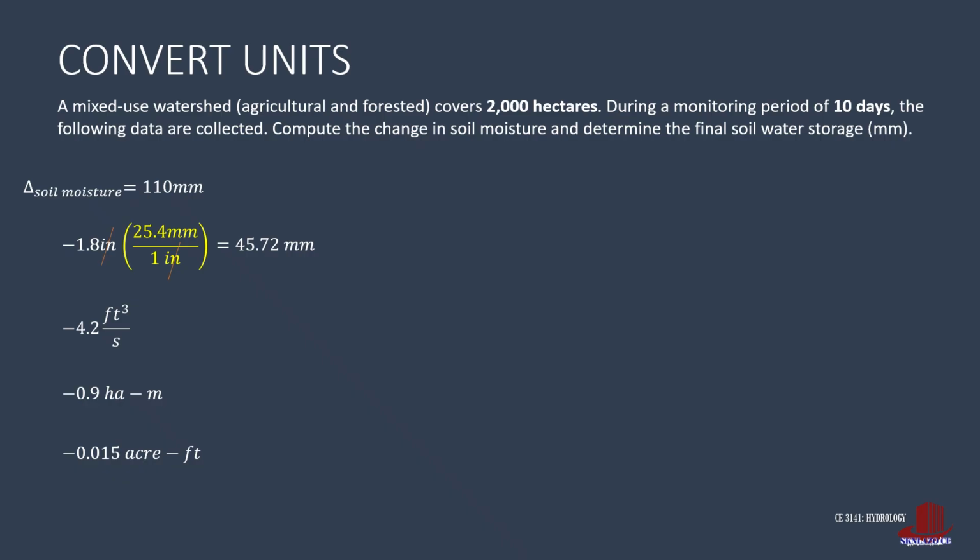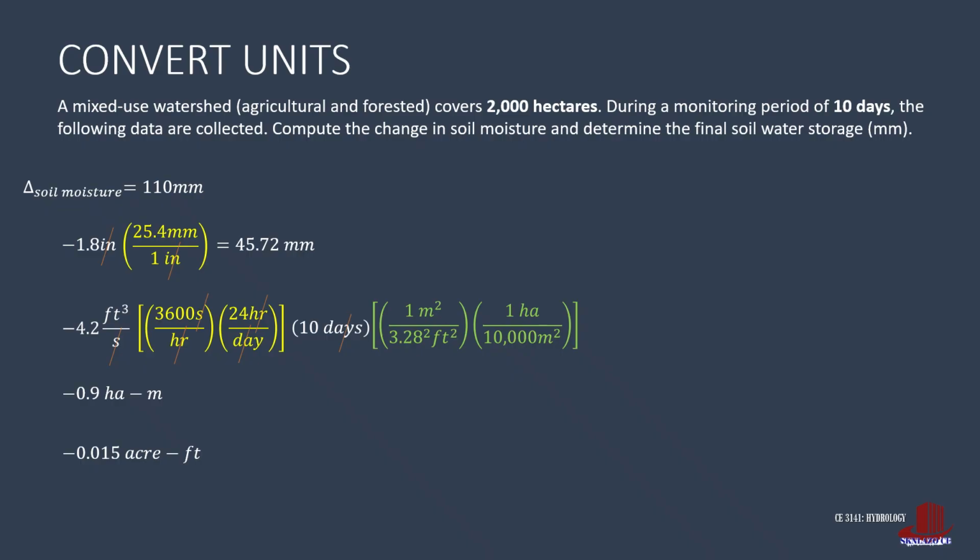First is to take seconds out, and we do this by multiplying the conversion factor of 3600 seconds per hour and 24 hours per day. Then multiply the duration of storm, which is 10 days. At this point, second is cancelled out. Next is to transform cubic feet into mm. First, we multiply conversion factor of 1 square meter is to the square of 3.28 feet. Then a hectare is to 10,000 square meters. Divide 2,000 hectares, which then cancel out square feet, square meters, and hectares.